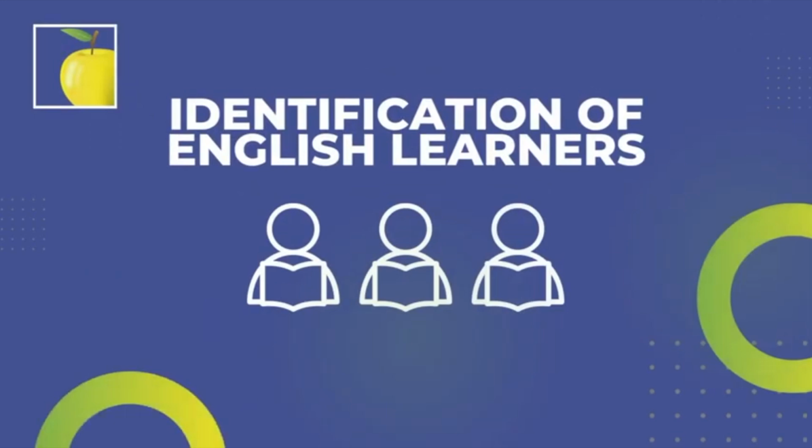Identification of English learners. Federal and state law specifies steps that must be taken to ensure that English learners are identified, placed properly, and assessed at least annually to measure language growth.